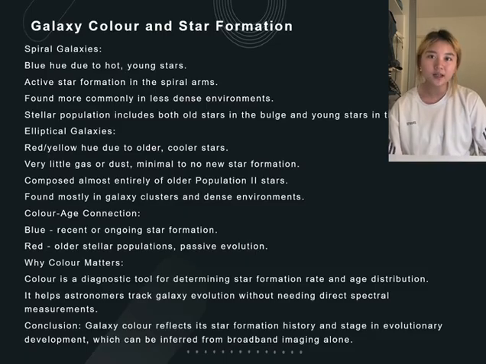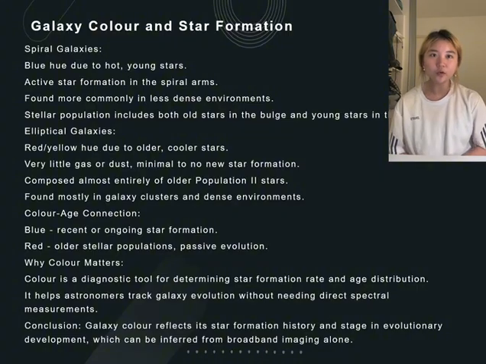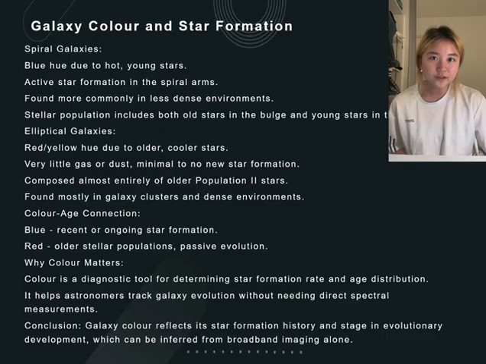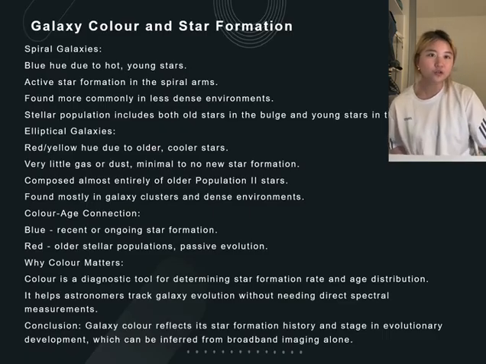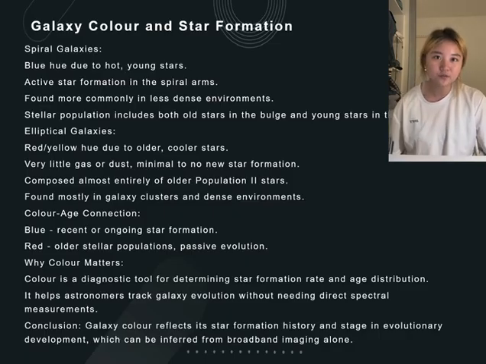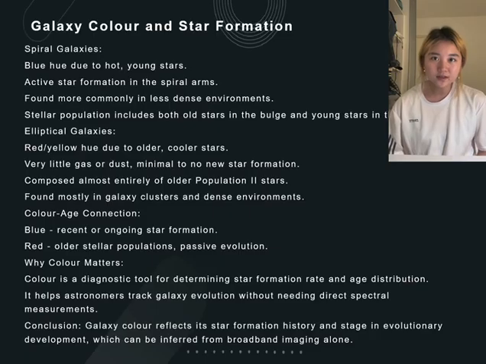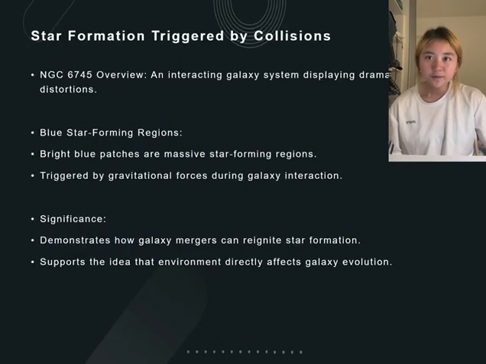In contrast, elliptical galaxies appear red or yellow with little or no new star formation. Their stars are older and they often reside in dense clusters where gas has long been used up or stripped away. With spirals, we also notice that the bulge is redder than the disk, meaning the center holds older stars, while new ones are still forming farther out. So blue galaxies are young and active, while red galaxies are old and passive.